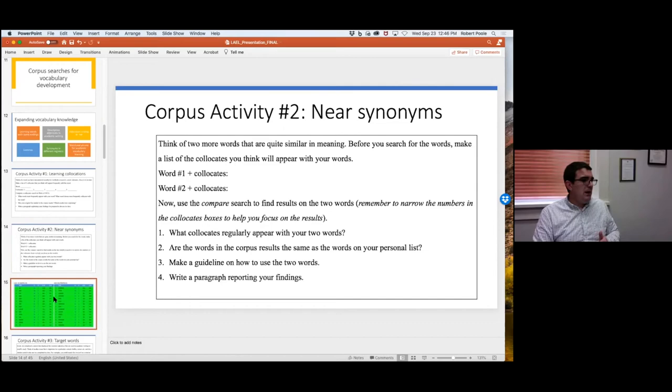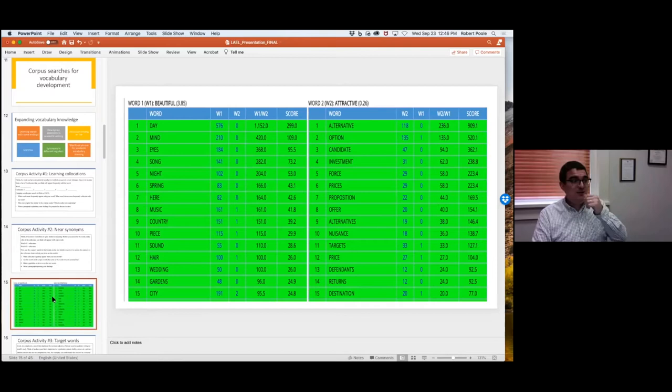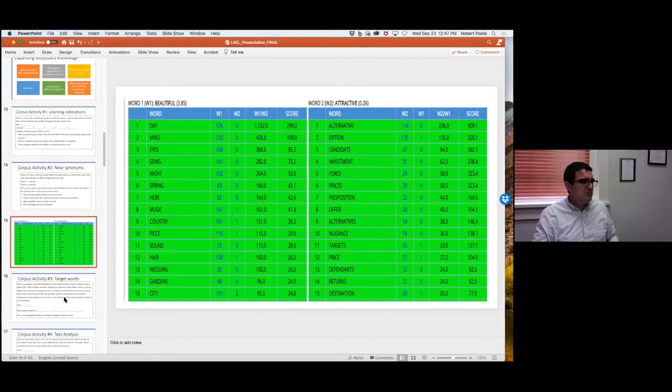This slide just shows an example. This is beautiful on one side, attractive on the other, seemingly interchangeable synonyms, but that's simply not true, right? Those are not interchangeable. Language users use them in very unique contexts. So beautiful day, beautiful mind, beautiful eyes, beautiful song, attractive options and alternatives and candidates. It would create some dissonance if you said beautiful candidate, beautiful option, beautiful force. They're simply less common, right? So that shows you how a near synonym search could be implemented.